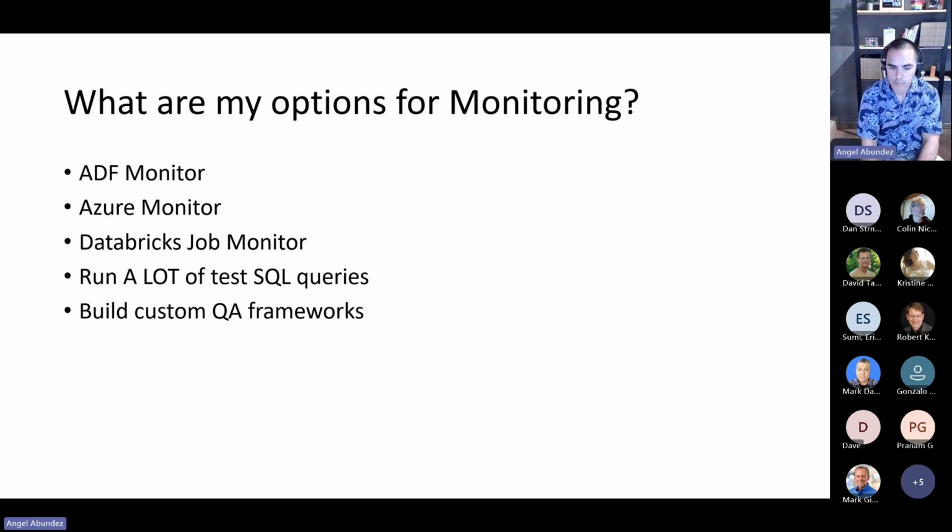Nothing wrong with that, but if you had a team of 6 and everybody's writing SQL queries, it can get pretty crazy pretty fast. We also built custom QA frameworks.